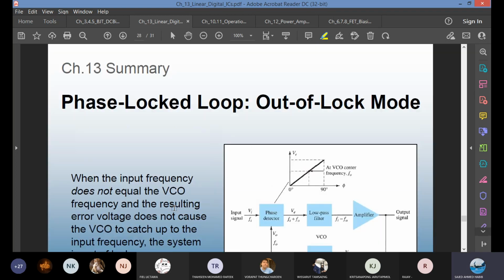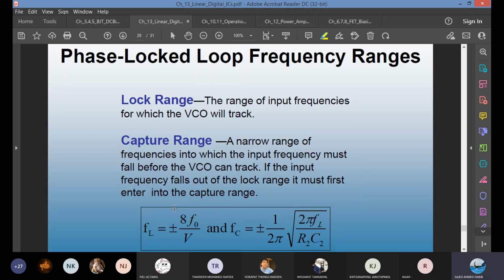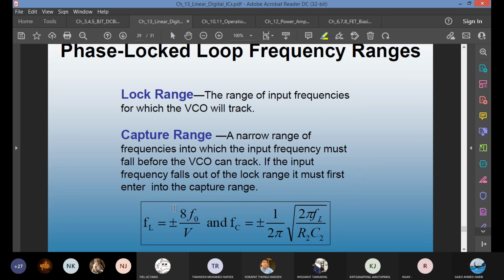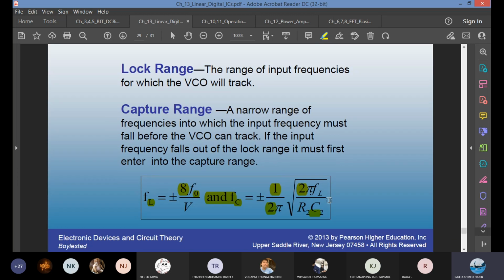So where is a real example? Also study about lock range and capture range. The lock range is larger than the capture range always, but if you try to calculate, you have to calculate the lock range first. The lock range is larger, capture range is smaller. Once you calculate the lock range, you can use this value to determine the capture range.